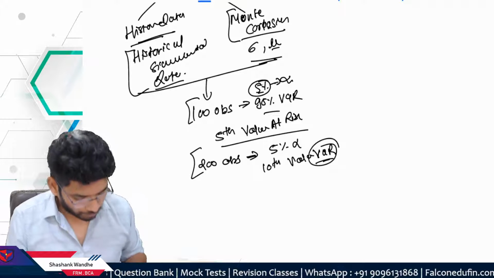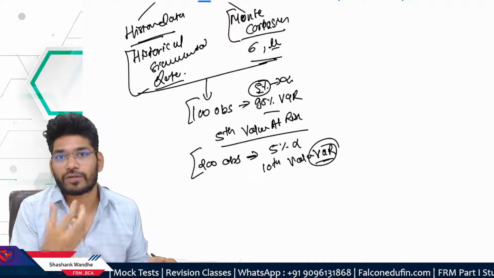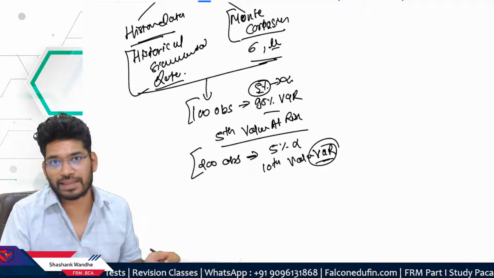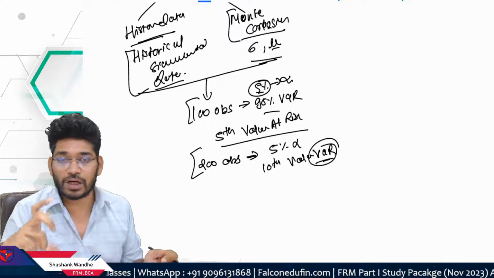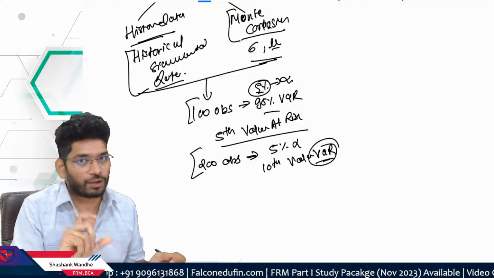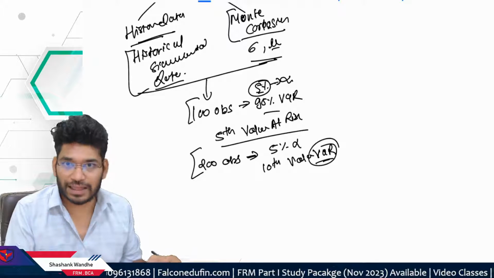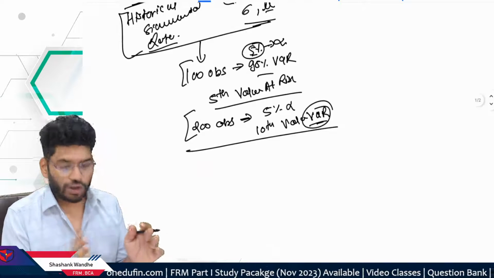Now here you have to only focus on these particular points. Are there 100 observations, 200 observations, and so on. If you make a mistake in this, say the question says there are 200 observations and provides the lowest 10 observations, and by mistake you simply take the 5th value, you made a mistake because you're supposed to take the 10th value. That's it. So this is the first thing, the calculation of value at risk.